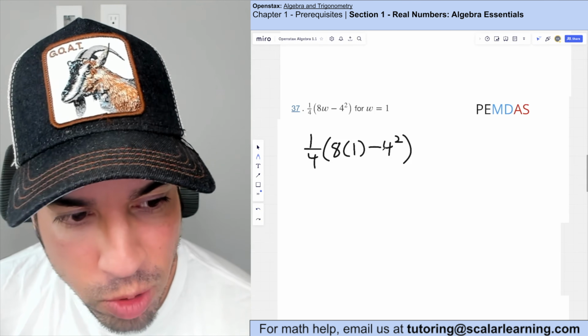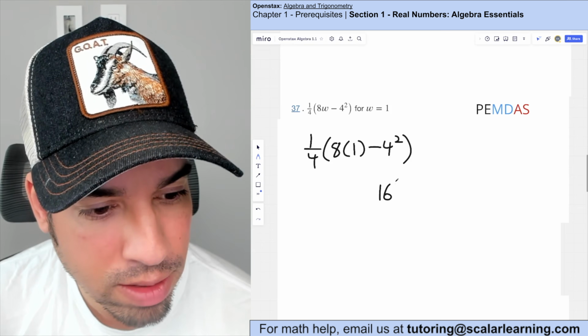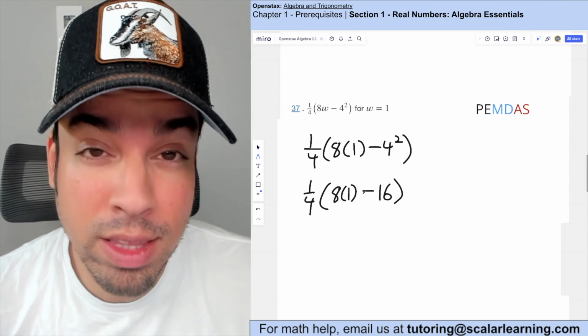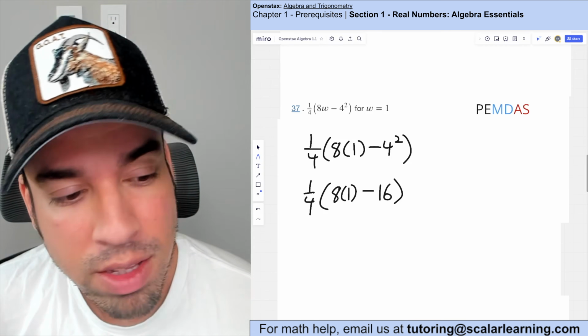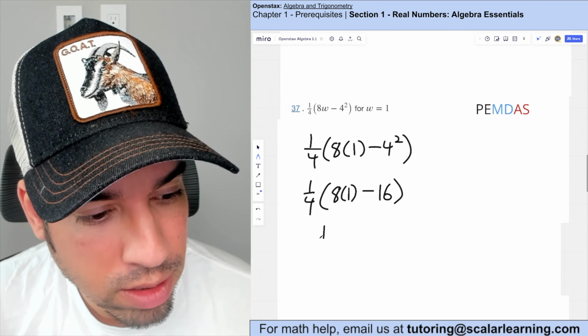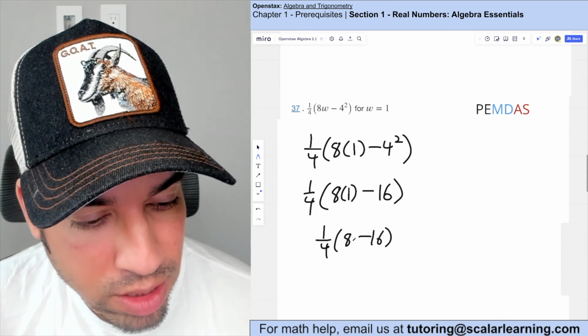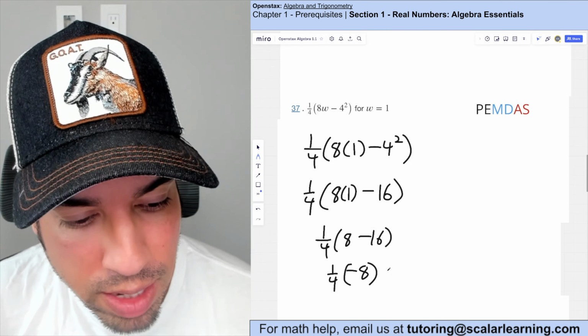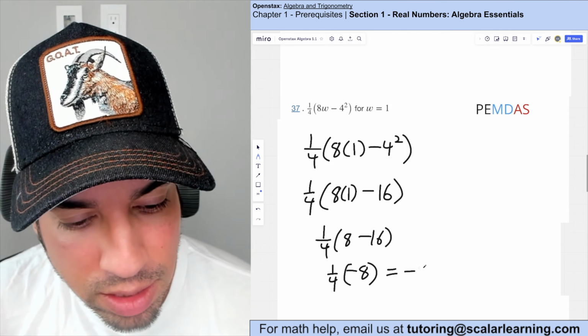First, we have to do the exponents. 4 squared is 16. And of course, I'm doing parentheses first, but the exponents is the first thing within the parentheses that I'm taking care of. Then I'm going to do 8 times 1, which is 8. Then we complete the subtraction within the parentheses. 8 minus 16 is -8. And then, of course, 1/4 of -8 is -2.